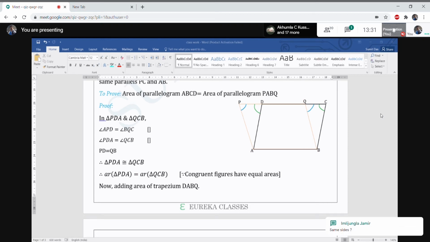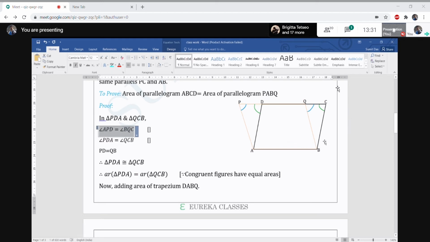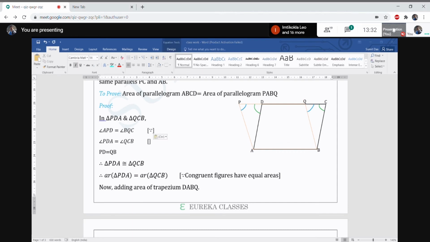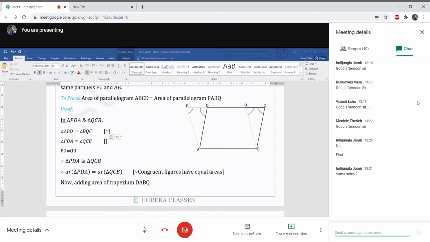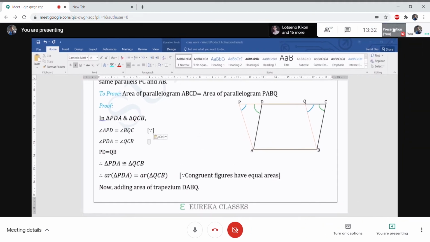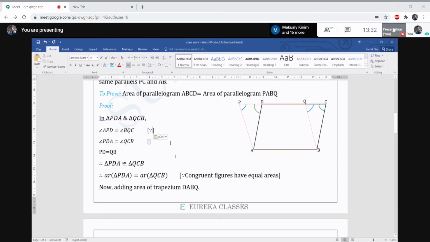No, I'm asking about angles. Check this angle APD, this blue color angle, and BQC. Why are they equal? Any answer? That means you are not studying at all.